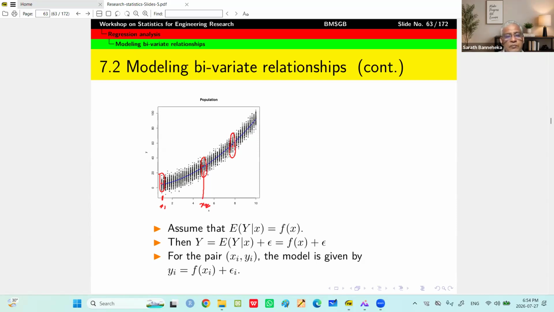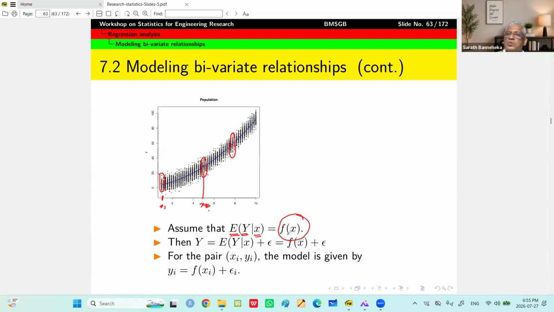Population means, right? So we are going to assume that these means, so this is the mean of y value when x is equal to x1. This is the mean of y values when x is equal to x2. This is the mean of y values when x is equal to x3 and so on. So we are going to assume that the expected value, that is the mean of y for a given x, is some function of x. It's a function of x, f(x).